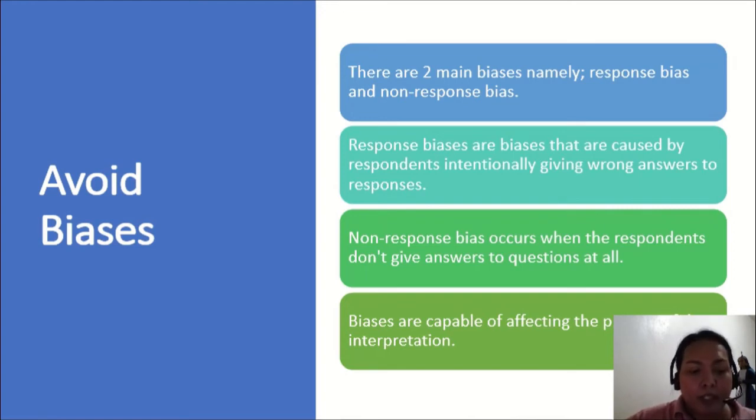So response biases are biases that are caused by respondents intentionally giving wrong answers to responses, while non-response bias occurs when the respondents don't give answers to questions at all. So biases are capable of affecting the process of data interpretation.